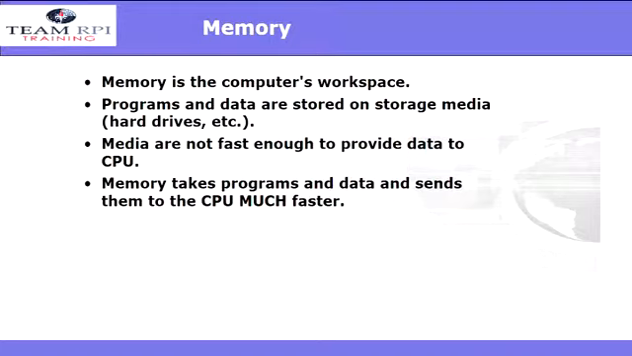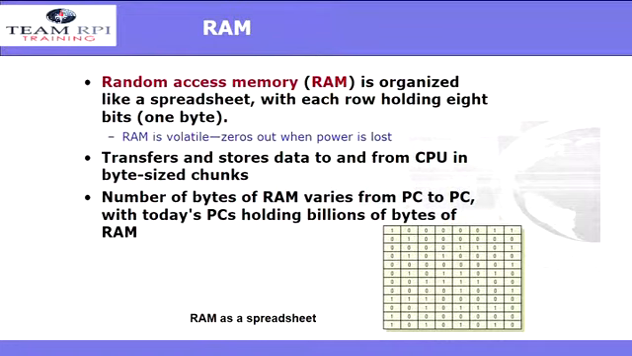Essentially, the memory is the computer's workspace. Programs and data are stored in storage media, either hard drives or flash drives, and we'll get to that later. But the media isn't fast enough to provide the data to the CPU, so it needs somewhere to store that data so that the CPU can access it much faster. This workspace is what we call RAM, or random access memory.